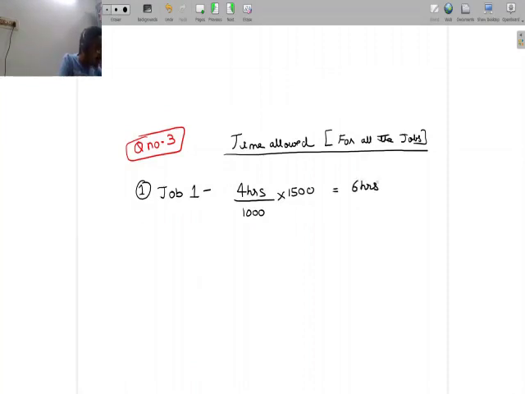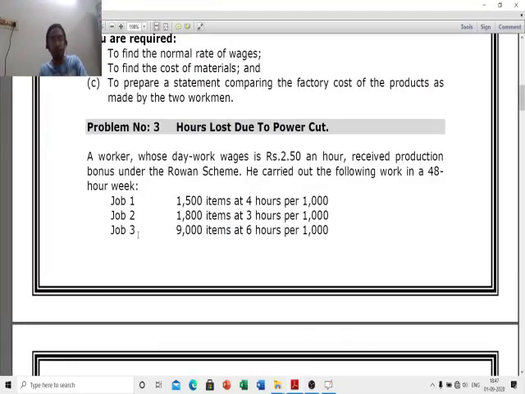So what this essentially means is, to manufacture 1,500 units in job 1, you are allowed a time of 6 hours. So you can't say 4 hours is the time allowed. You can't directly take 4 hours, because you should calculate time allowed for your specific output. Here 4 hours is the time allowed for 1,000 units, but we are not talking about manufacturing 1,000 units. We are talking about manufacturing 1,500 units. So we should correctly take 6 hours here. That is one important point.